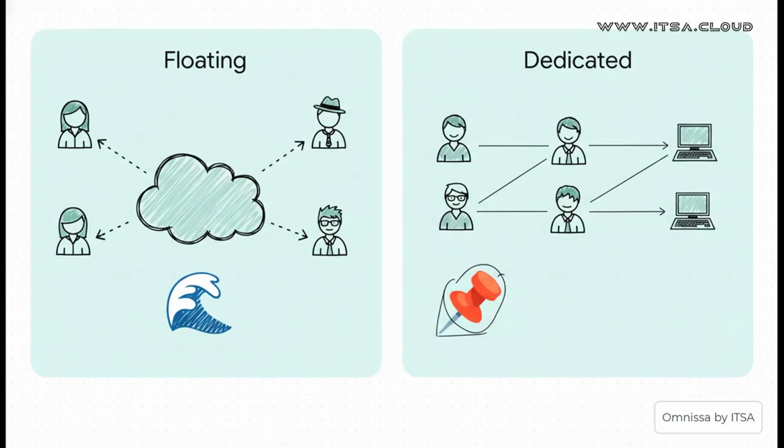And all of this ties directly into how users get their desktops. With a floating assignment, a user just grabs the next available machine from the pool, which, as you can guess, pairs perfectly with instant clones. With a dedicated assignment, a user is permanently matched to one specific desktop. That's their machine, and that's the standard for full clones.